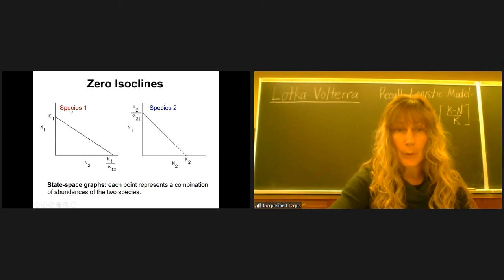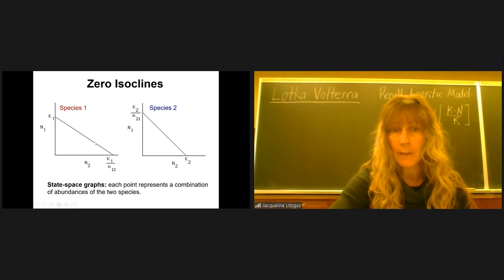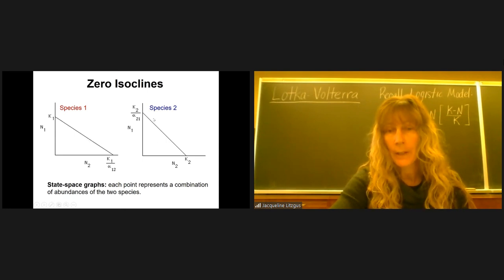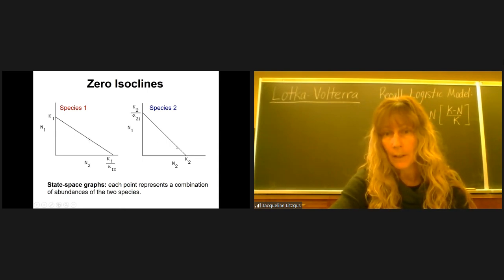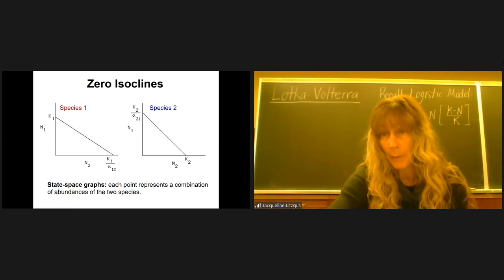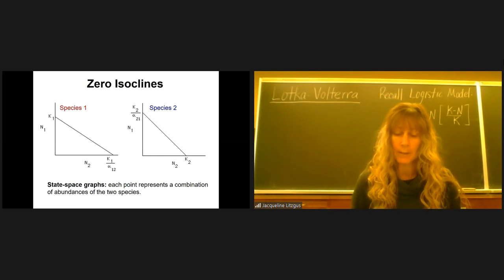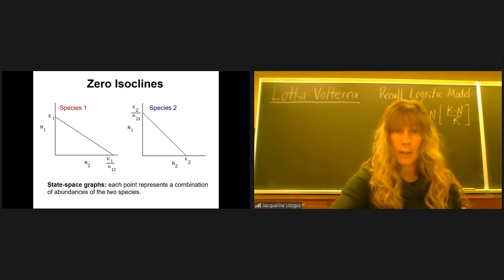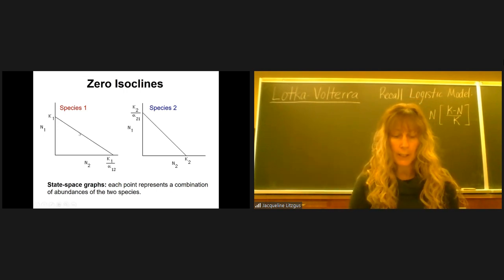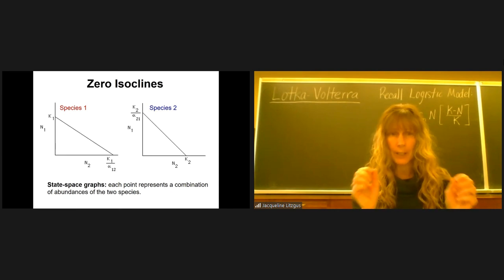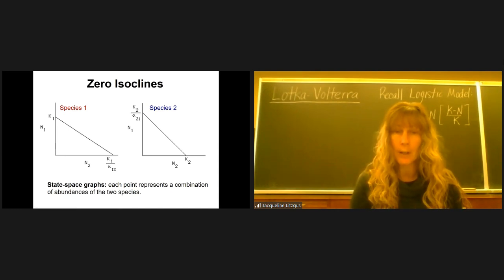So all the points along this line are combinations of abundances of the two species for which species one is not growing. So similarly, all the points along this line are combinations of the abundances of species one and two for which species two is not changing its population growth. Its population growth is zero. It's not changing its population size, okay? So again, all the points along the line back to the species one isocline, all those N2, N1 coordinates on that line, those combinations of those two population sizes, all along there, population growth for species one is zero, okay?